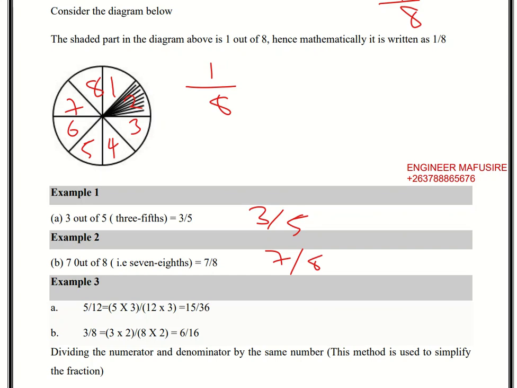So there are other cases where you can have 5 times 3 divided by 12 times 3, or it can be written as 5 over 12. So in other cases, if you multiply both the denominator and the numerator by 3, you can also get 15 over 36, but it is not reduced. But if you reduce it further, you are going to get 5 over 12. The same applies to 3 over 8.